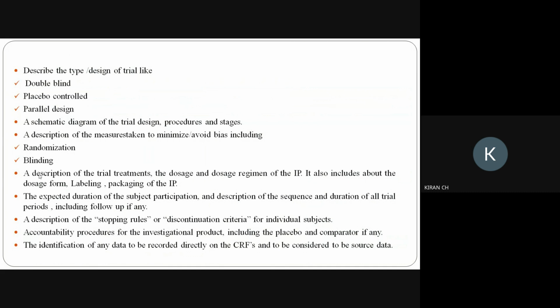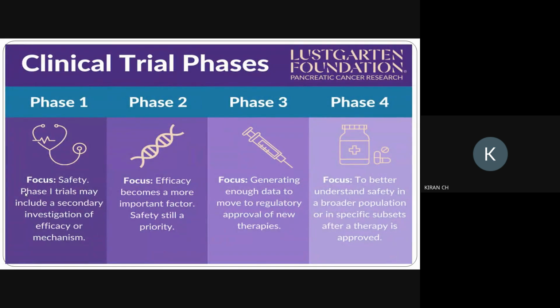In triple blind, the doctor, patient, and sponsor also will not know. Only the statistician will know. Whoever writes the code for those drugs, that person only will know which drug is going to which patient. These are the different kinds of blinding we'll have in the clinical trial. That is about the design of the study.